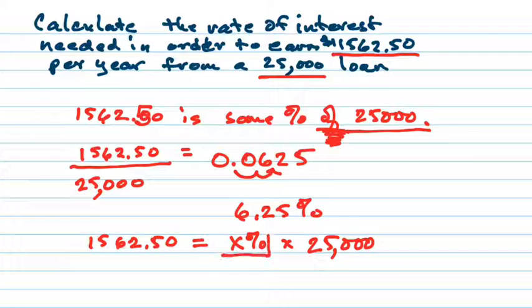And then your whole job is to get the X by itself, right? And how is this connected to it? Multiplication. The opposite of multiply is divide.